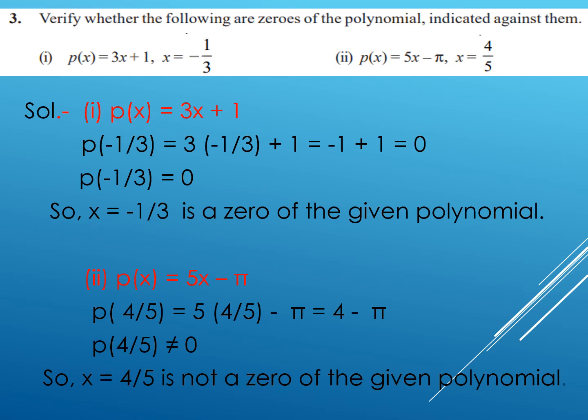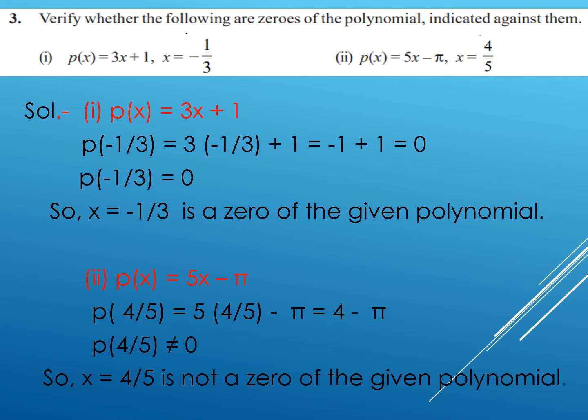Question number 3. Verify whether the following are zeros of the polynomial indicated against them. In this question, a polynomial is given and a value of the variable is also given. We have to find out whether the given value of the variable is a zero of the given polynomial or not. Now let's recall what is the zero of a polynomial.